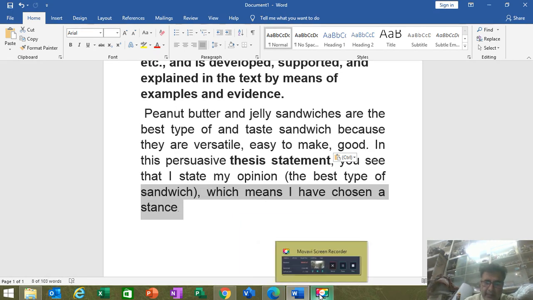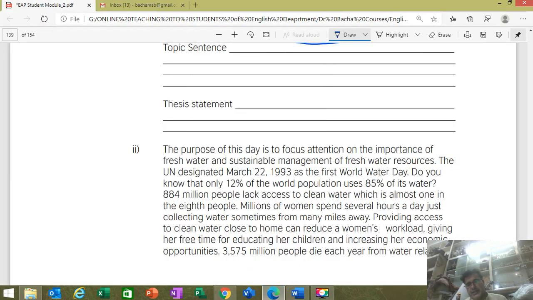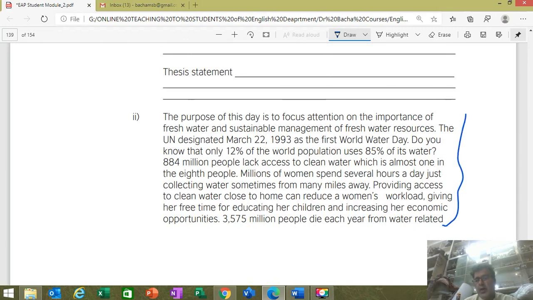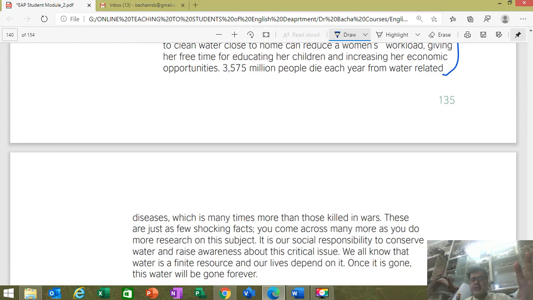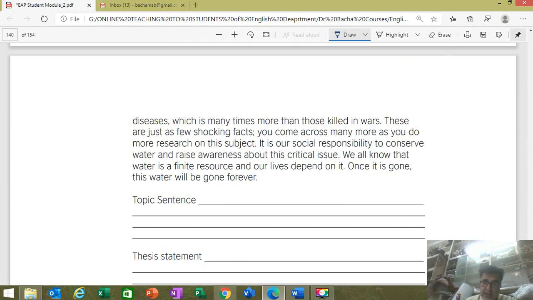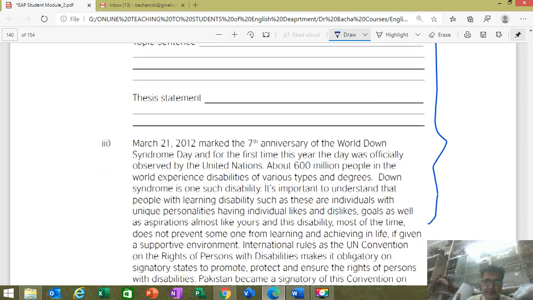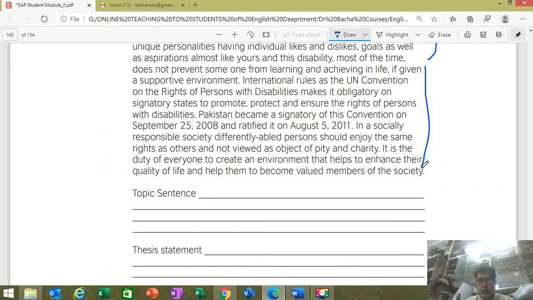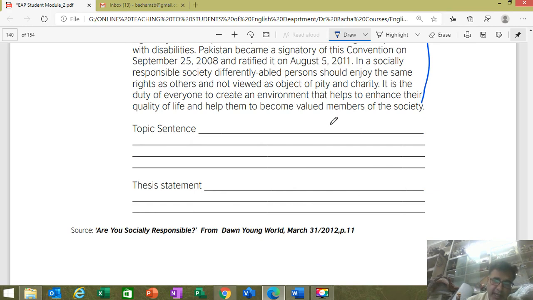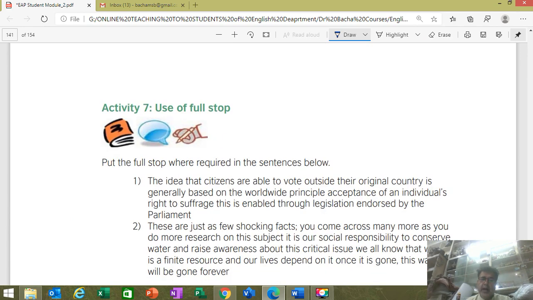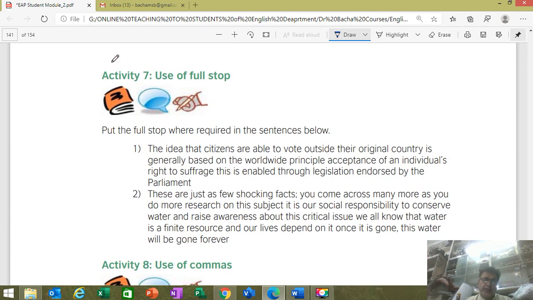So, my dear, as you see, this was a thesis statement. You have to summarize this here, and write the thesis statement and the topic sentence. These are all the paragraphs you see there. You have to go through them and write here: look here and here, topic sentence and thesis statement. So I hope that this is clear. And then we move on to activity 7.